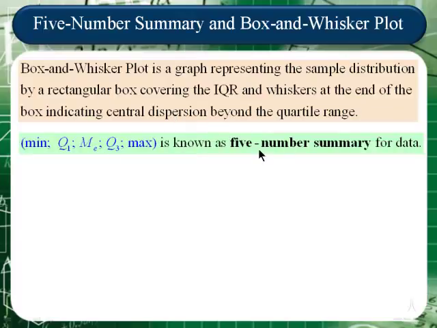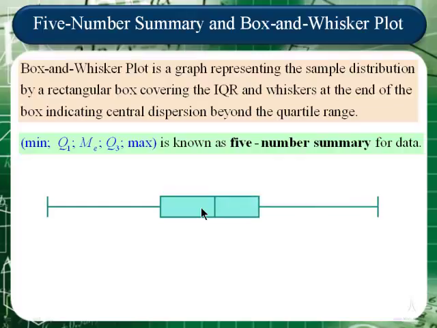Now the 5-number summary is the 5 numbers that we've discussed before. Remember, the minimum was percentile 0, Q1 was percentile 25, median was percentile 50, Q3 was percentile 75, and the maximum percentile 100. Now these 5 numbers in this order is known as the 5-number summary, and we need the values of these 5 before we can draw a box plot or box and whisker plot.